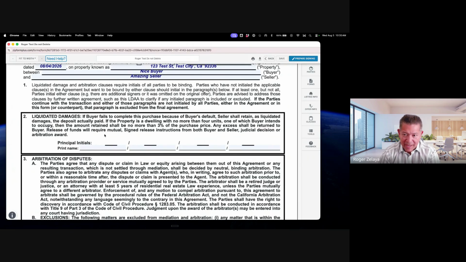If the property is a dwelling with no more than 4 units, one of which the buyer intends to occupy, so 1 through 4 units, the same thing applies, then the amount retained shall be no more than 3% of the purchase price. Any excess shall be returned to the buyer. Release of funds will require mutual signed release instructions from both buyer and seller, or judicial decision or arbitration award.